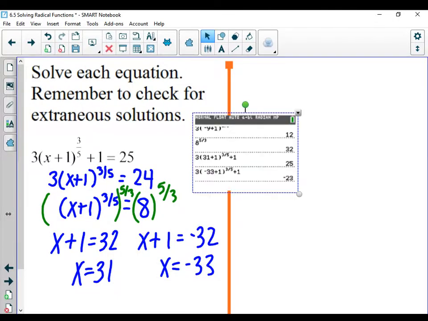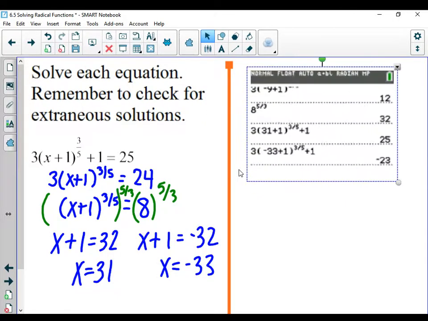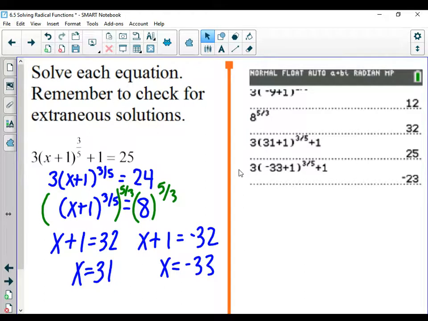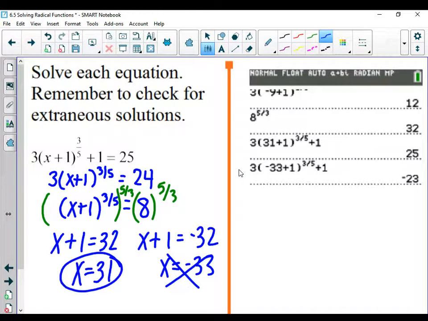And I ended up with negative 23. So the negative 33 is not a solution, but 31 is. So if you notice the difference between... Yeah. If they're both odd, both odds on the index, wouldn't there not be a second solution?